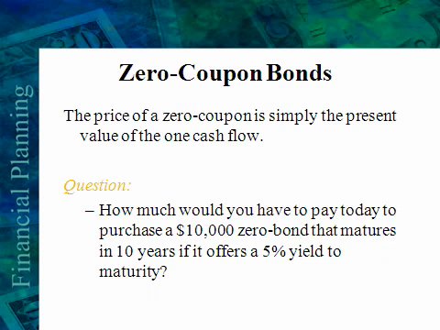Let's begin by looking at the zero coupon bond. The price of a zero coupon is simply the present value of the one-time cash flow. So question, how much would you have to pay today to purchase a $10,000 zero coupon bond that matures in 10 years if it is offered at a 5% yield to maturity?